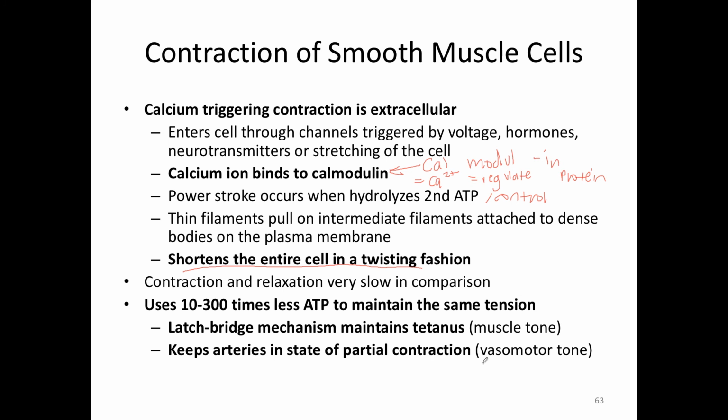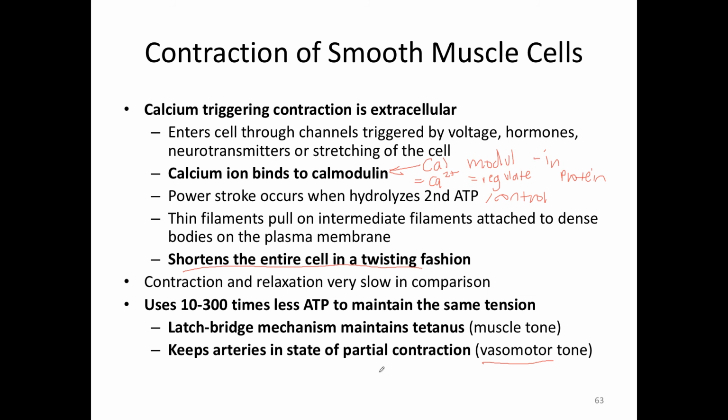Another example of smooth muscle tone is vasomotor tone. So your arteries are kept in a state of partial contraction such that if you have a spike in blood pressure, the smooth muscle can relax, or if you have a drop in blood pressure, the smooth muscle can contract to maintain your blood pressure at about 120/80-ish.